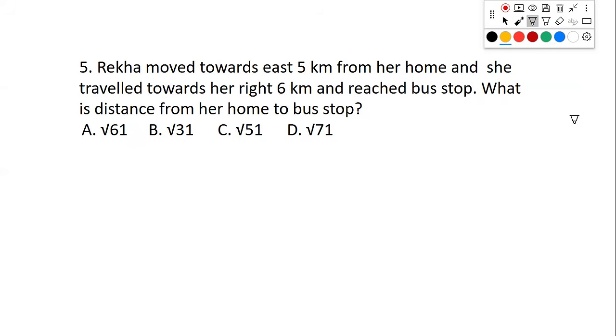Yeah, I could see answers coming up here. So again, the basic thing. Start with marking north, south, east, west. Rekha moved towards east 5 kilometers from her home and she traveled towards her right 6 kilometers and reached the bus stop. Okay. So let us draw 5 kilometers. Say this is our home, and she walked towards east 5, and she traveled towards her right 6 kilometers. Say this is the bus stop. So I'm just using short forms, BS, bus stop.